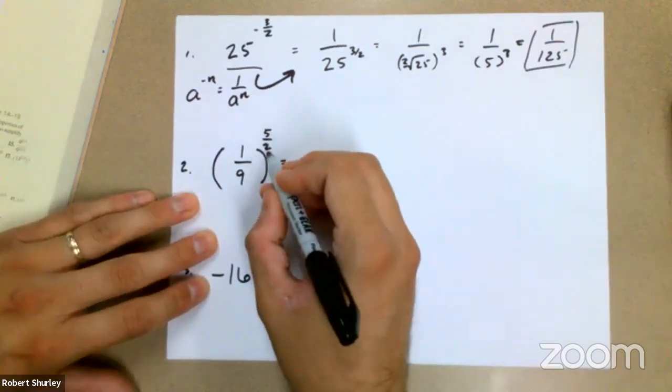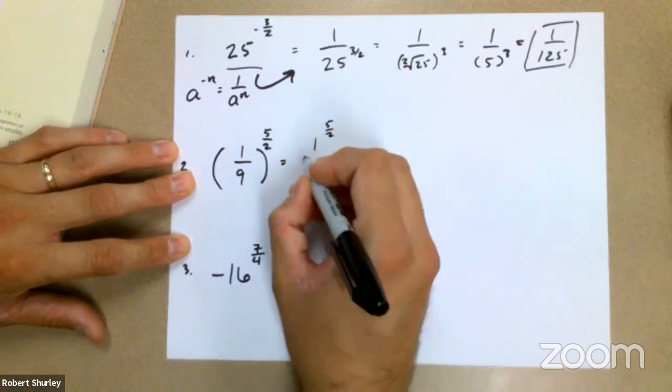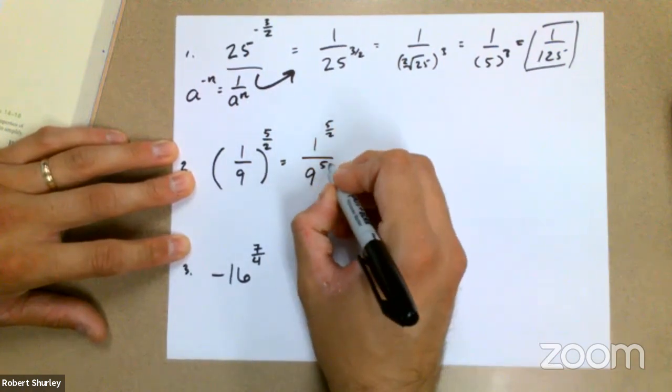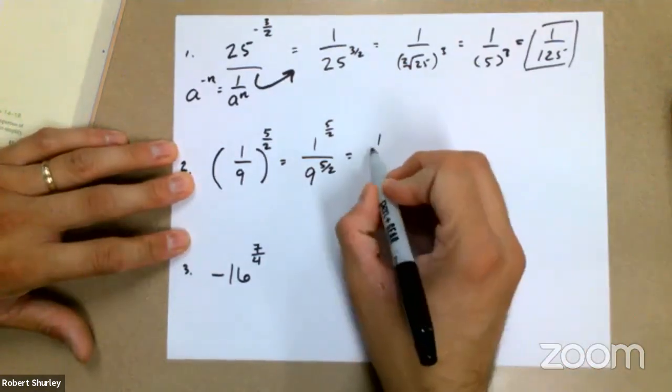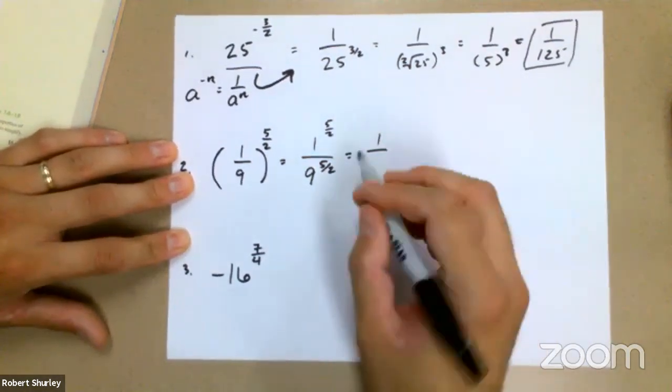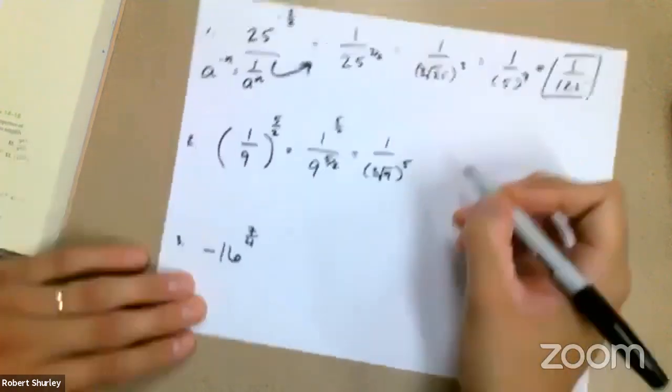Now, the 5 halves, I'm going to raise to the top and bottom. Now, what's nice about 1 is it doesn't change anything. Okay, so 1 raised to anything is just 1. Okay, so that's going to stay put. And then I'm going to finish this like I did up here. So I get the square root of 9 raised to the 5th power.